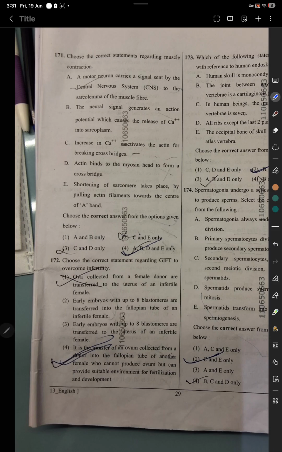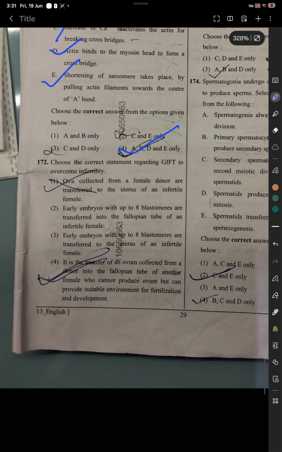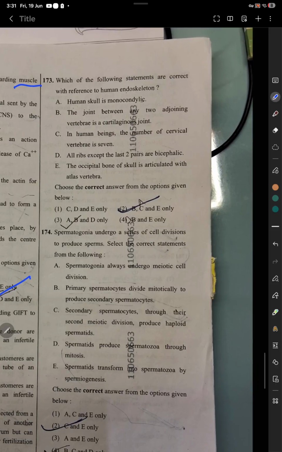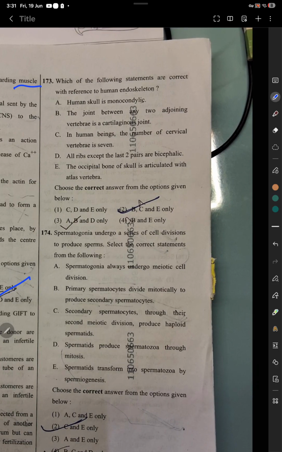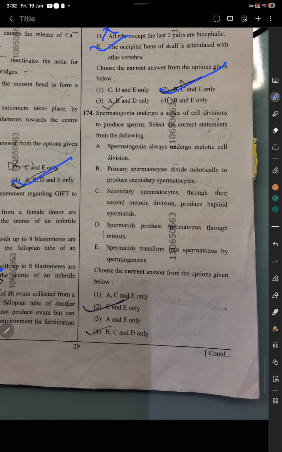So choose the correct statement regarding muscles contraction. Correct statement. So option number 4 is correct. That means A, B, D and E are correct. Only option number C is not correct. Let's move to question 172. Choose the correct statements regarding ways to overcome infertility. Option number 4 is correct. Question 173. Which of the following statements are correct with reference to human endoskeleton? Option B, C and E are correct. A and D are not correct. Let's move to next question.